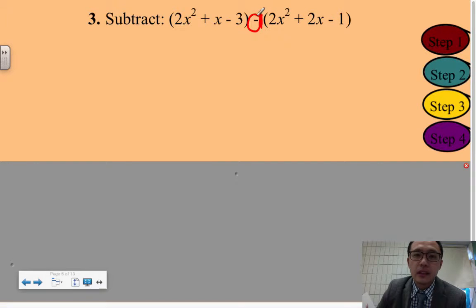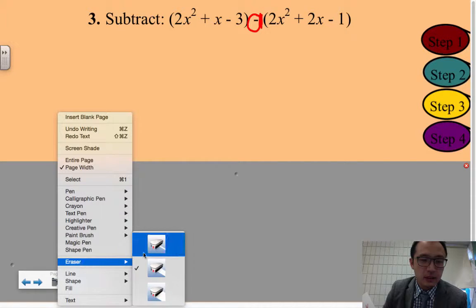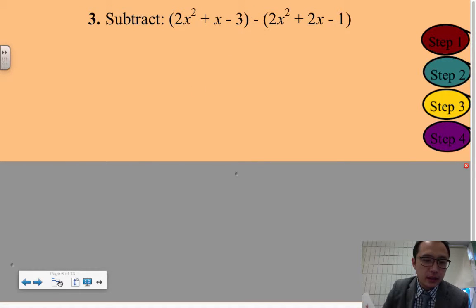terms in the bracket. So I'm just going to erase this so that you don't get confused with all this stuff. Okay, let's just erase all that. What I mean by that is that this negative sign means that there's a -1 here. This -1 is going to get distributed into this one. That means that -1 is going to be multiplied to the 2x squared.